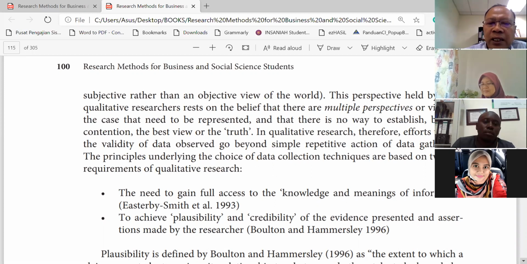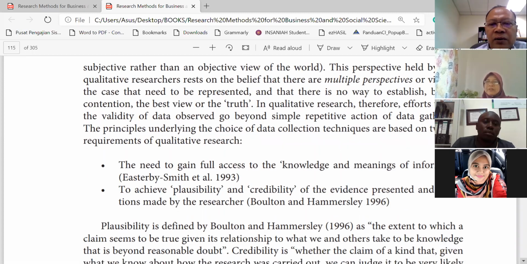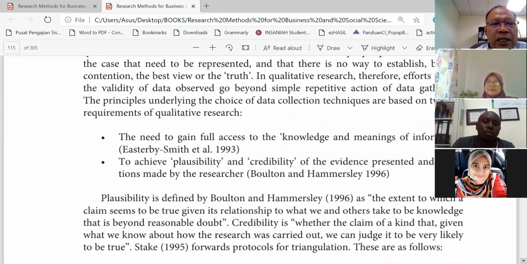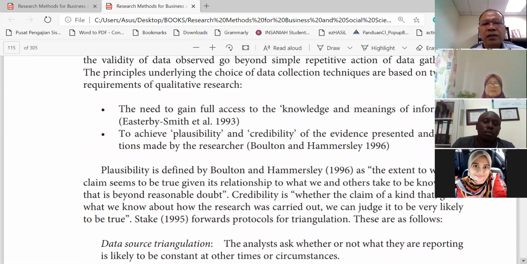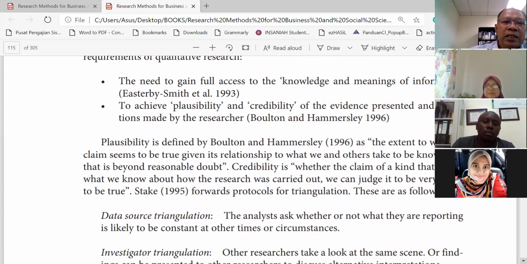The principles underlying the choice of data collection techniques are based on two key requirements of qualitative research. Number one, the need to gain full access to the knowledge and meanings of informants, and to achieve plausibility and credibility of the evidence presented and assertions made by the researcher. Plausibility is defined as the extent to which a claim seems to be true, given its relationship to what we and others take to be knowledge that is beyond reasonable doubt.